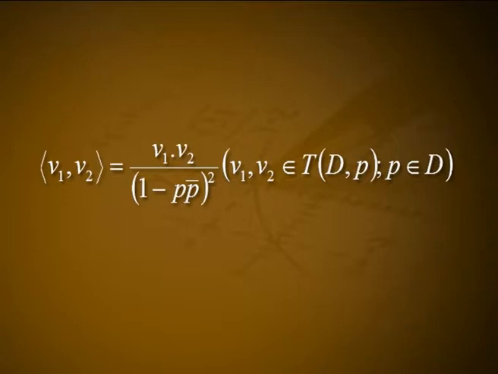Example 3. Let D denote the open disk of radius 1 in R2. Regarding D as a subset of the complex plane, consider the Riemannian structure called the Poincare or hyperbolic metric on D, defined by inner product of V1, V2 equal to V1 dot V2 by (1 minus p p bar) the whole square, where V1, V2 are elements of T of D at p, where p is an element of D, where V1 dot V2 denotes the usual inner product or dot product on T of D at p, and p bar is the complex conjugate of p. So that p p bar is equal to r square, where r is the Euclidean distance from p to the origin.